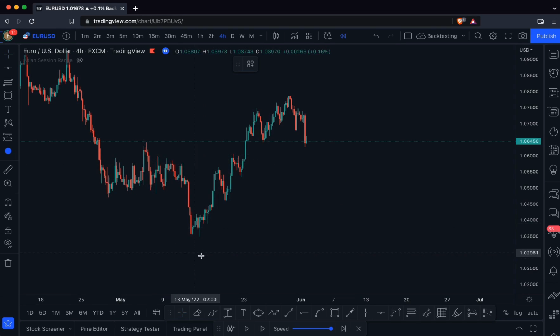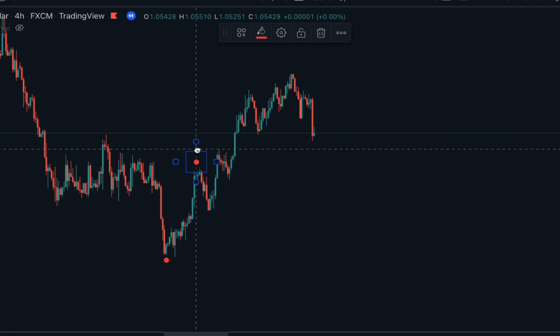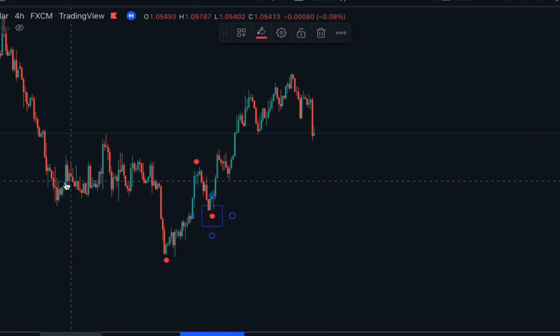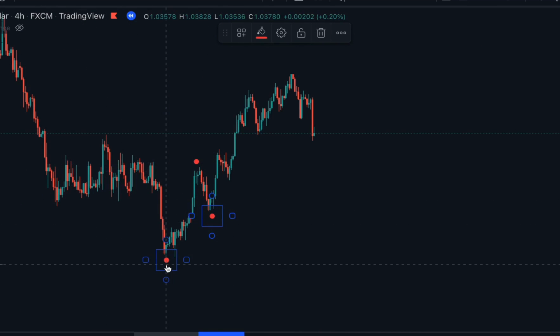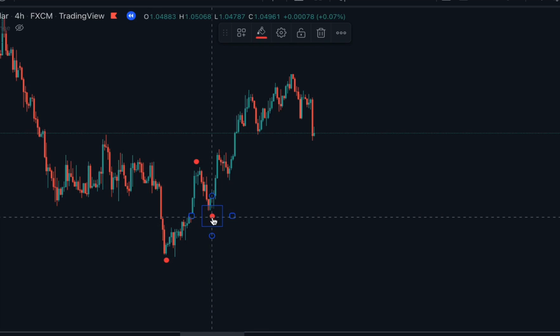Let's start to do that. In this example, we can see that we have a low here, and then we have a higher high, a higher low, and we can see that price is clearly reversing from this previous structure here. But we want to see what price can give us.